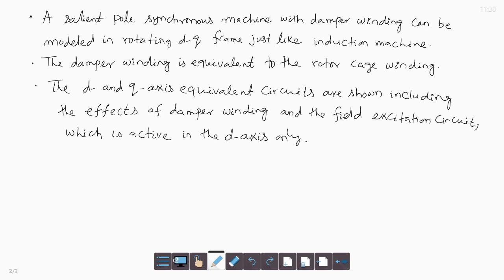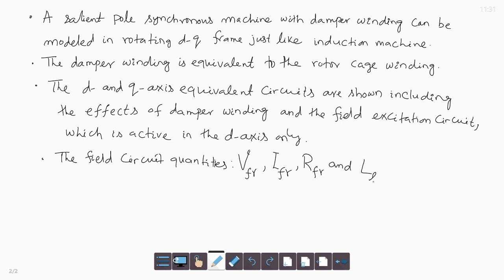So, in this equivalent circuit, the field circuit quantities are the applied field voltage VFR, field current IFR, field resistance RFR, and field leakage inductance LLFR, the leakage inductance of the field. These are referred to the stator.